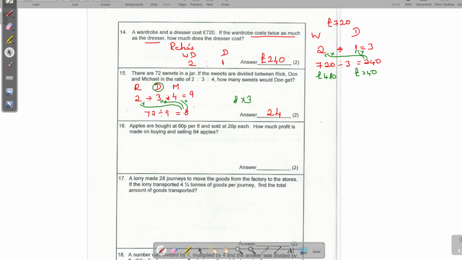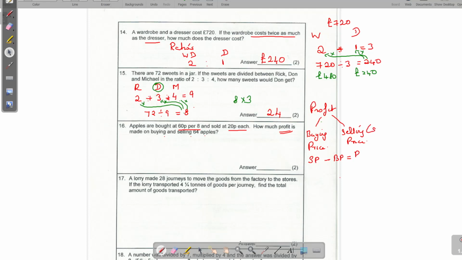Right, let's look at this question. Apples are bought 60 pence per 8 and sold 20 pence each. How much profit is made on buying and selling 64 apples? So to find the profit, how do you find a profit? To find the profit, you need the buying price, then you need the selling price, and the selling price take away the buying price will give you profit.